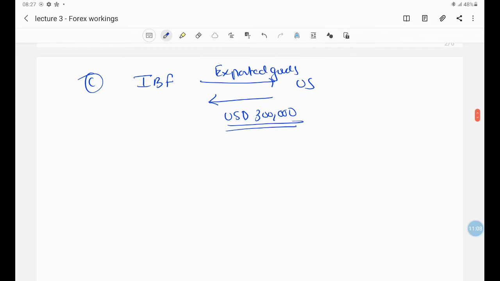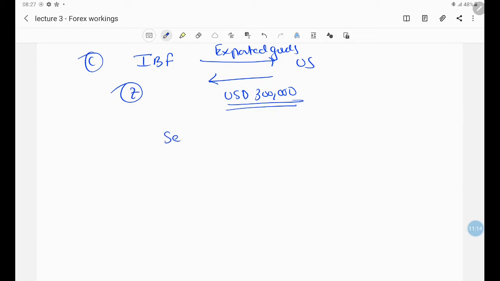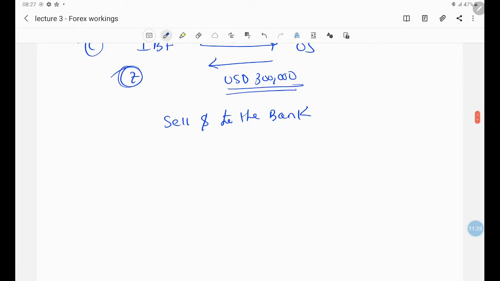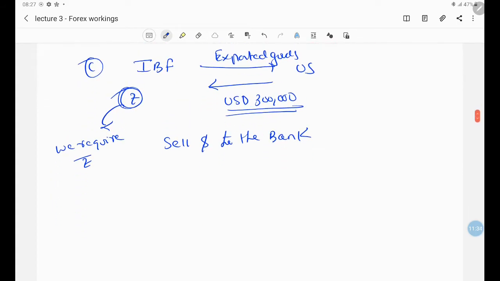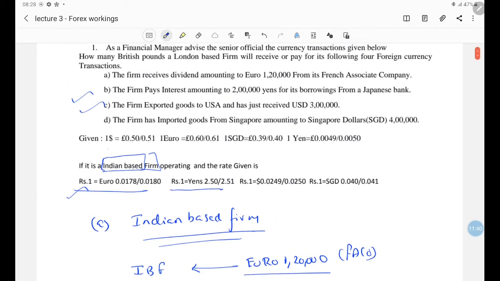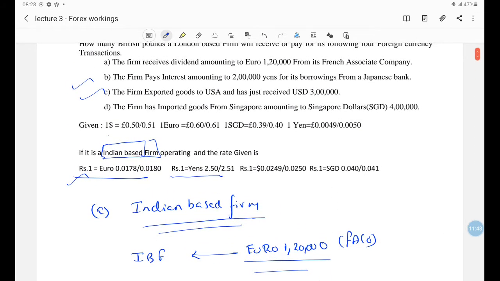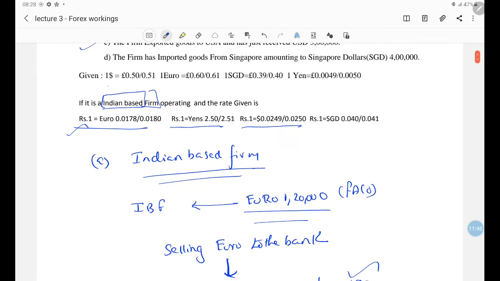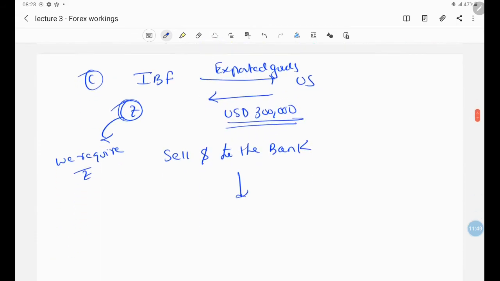So we require rupee only, so what is the purpose of this one? So we have to sell dollar to the bank. Okay, so here we require rupee. Now you have to see the exchange rate. So what is the exchange rate which is given, which is an indirect quote? Here they have given 1 rupee is 0.0249 dollar, right?